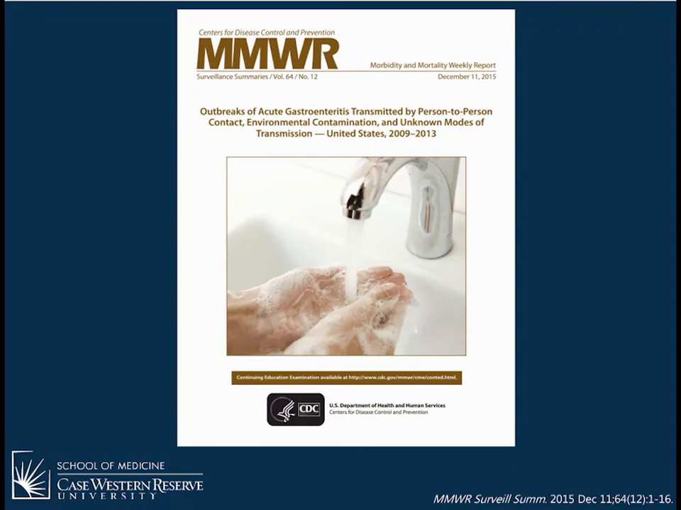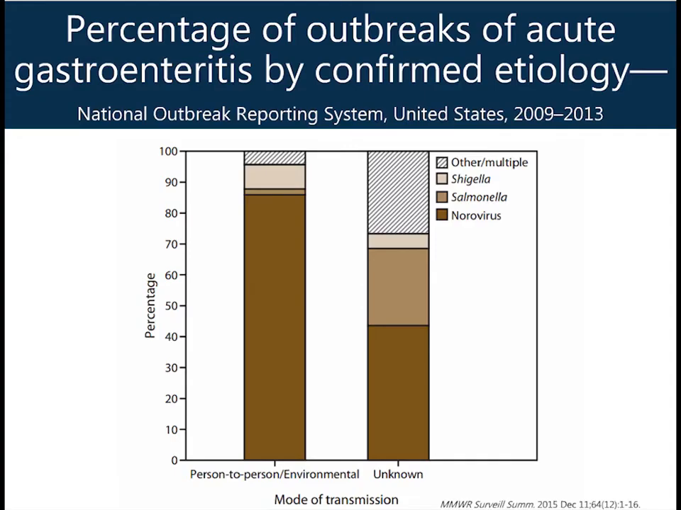The CDC now tracks these person-to-person transmissions, and here's a report from a few years ago, and you can see on that left-hand bar there that a large majority of the person-to-person transmission of acute gastroenteritis can be attributed to norovirus.